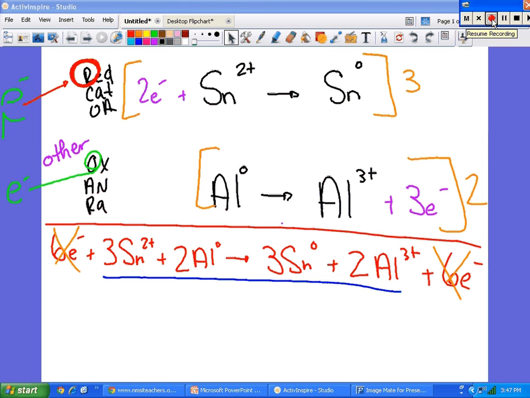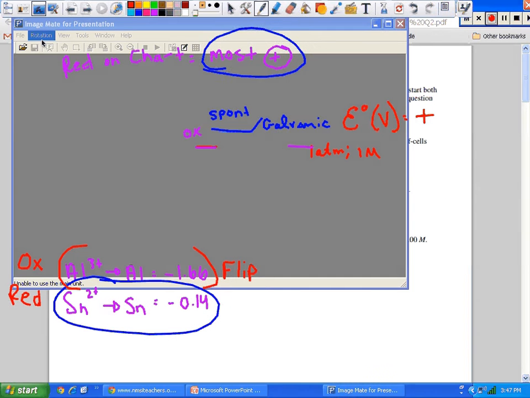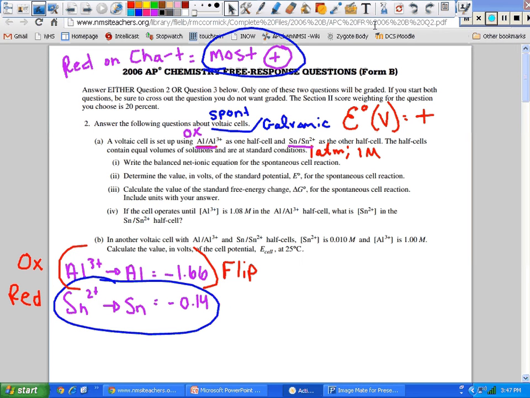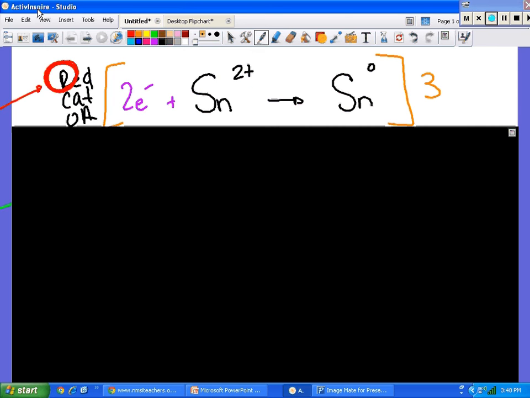Now, if we go back and look at question A double I, determine the value in volts of the standard potential of the spontaneous reaction. We didn't really have to say this earlier because they tell you it's spontaneous, but since we've already determined it was spontaneous, what does that tell us about this? It's got to be a positive number, right? Now, right here, we've already worked out the values.